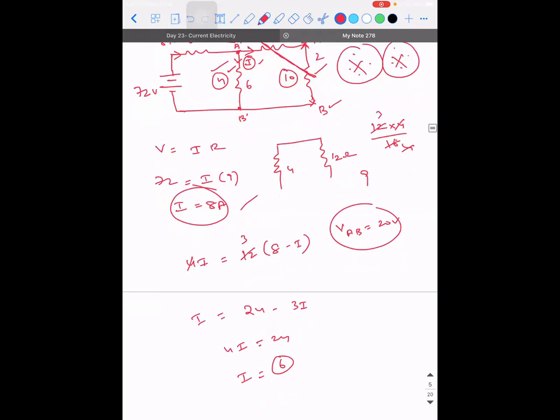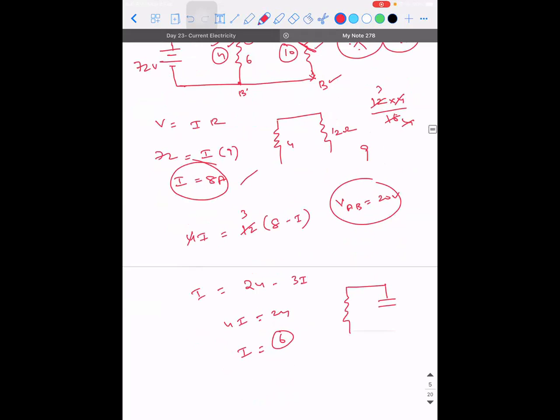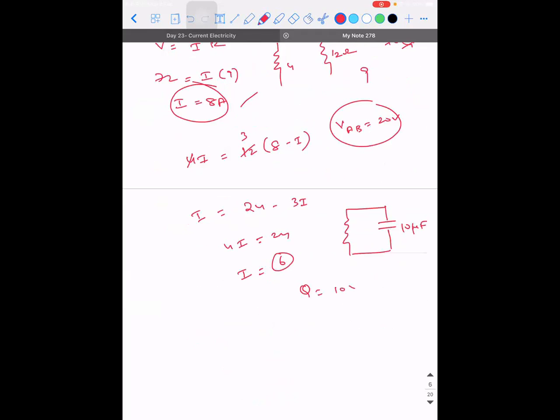The same 20 volt will exist across the 10 microfarad capacitor also. So what is going to be the charge? Q is equal to 10 into 10 power minus 6 into 20. That is 200 microcoulomb. Correct? That is the answer. Here, 200.